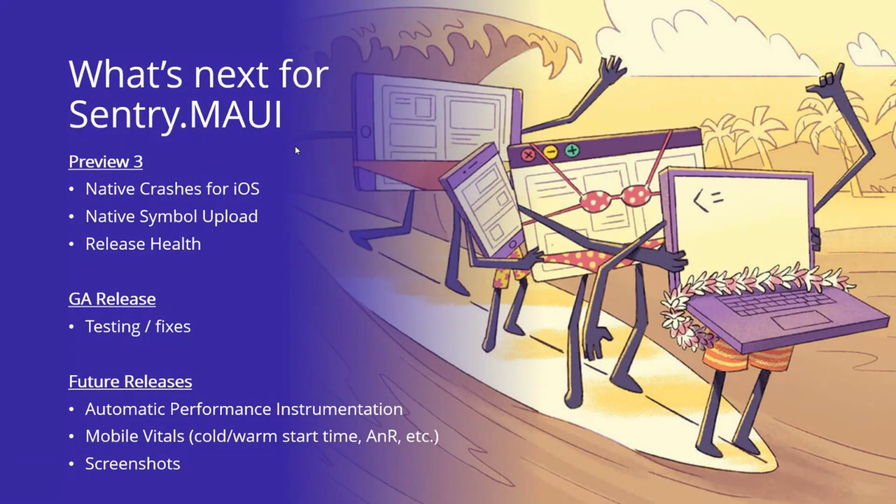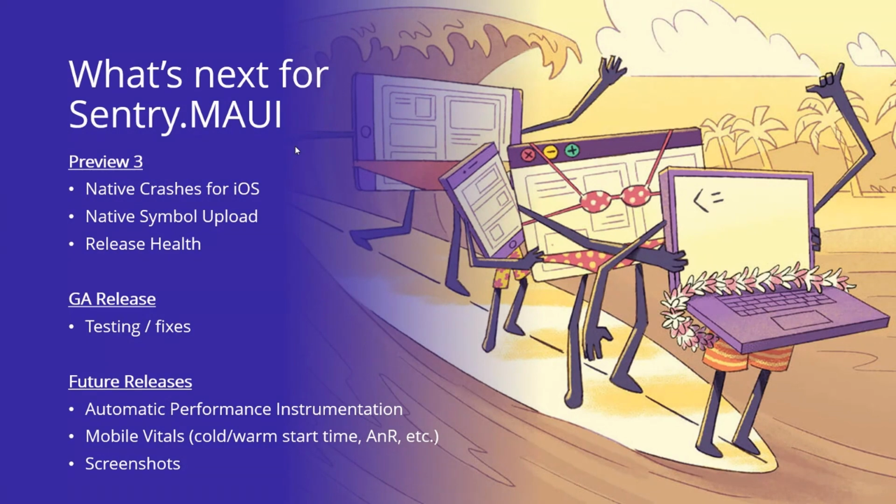What's coming next in our preview 3 is right around the corner. We'll have native crashes for iOS supported. And we'll also be doing native symbol uploads. So what this means is as you're building your application, we can take your symbols and send them up to Sentry on the back end so that when your app crashes, instead of just seeing address offsets like you saw in this demo, you'll actually see stack traces with class names and other information coming out of your symbols.